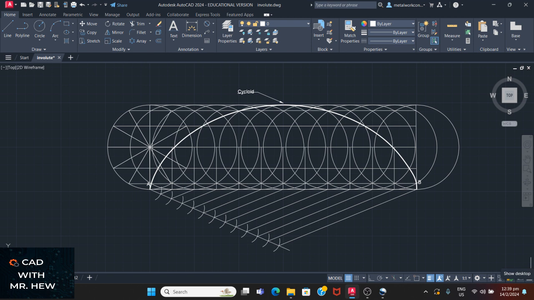Now the next thing that we can do is divide the circle into 12 equal parts. So we're going to do that now. Okay, so we have the circle divided into 12 equal parts. What we're going to do now is draw lines from these divisions, going right across.